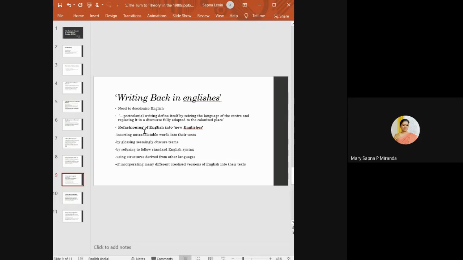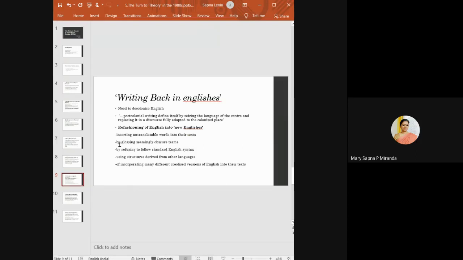So you have the refashioning of the standard English with a capital E into new Englishes. Here this new Englishes E can be a small letter also, wherein we are not seeing it as one standard scary kind of language which needs to be followed to the T, that is, with perfection. So you can bend it, you can change it, you can distort it, whatever.